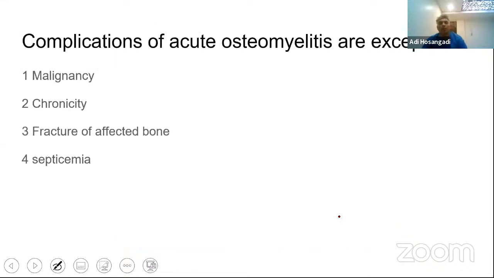Complications of acute osteomyelitis are, except, a few more questions, come on. All are complications of acute osteomyelitis except... please remember, this is acute osteomyelitis.